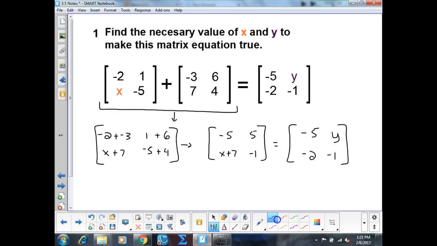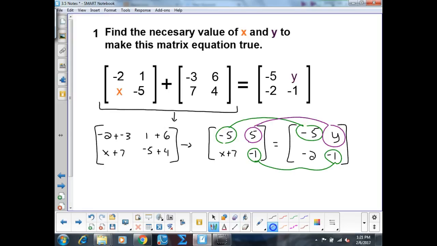Okay. Now, the nice thing is that negative 5 is equal to negative 5. Negative 1 is equal to negative 1. Which then means that 5 is equal to y. Because if the matrices are equal, the corresponding elements have to be equal.